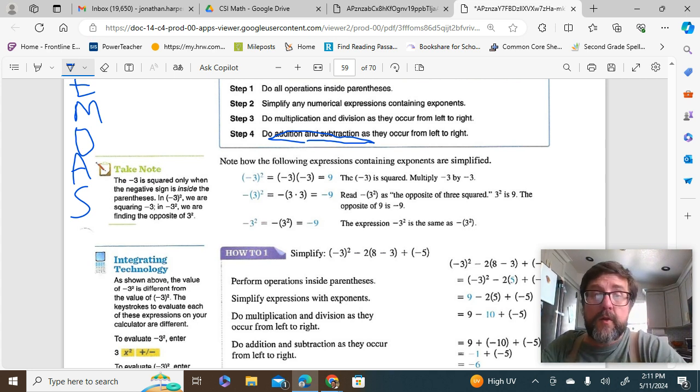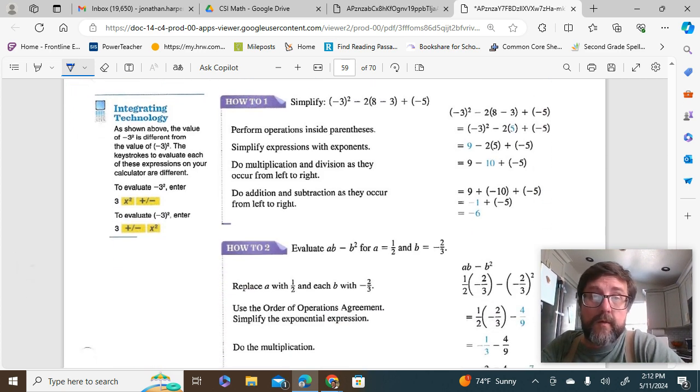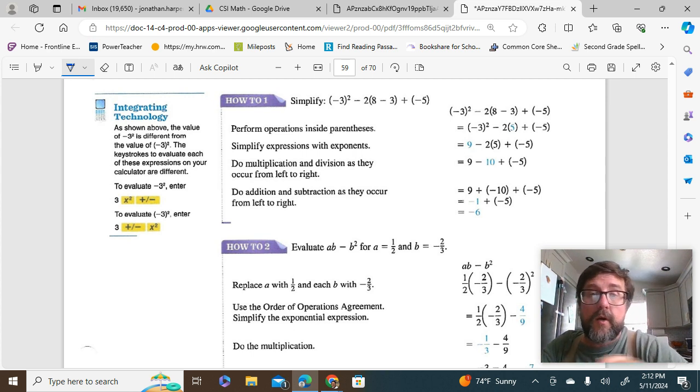Note how the following expressions containing exponents are simplified. You have negative 3 squared, or to the second power. That is negative 3 times negative 3, which is a positive 9. How to: 1, perform operations inside parentheses. So it wants you to do everything inside the parentheses.